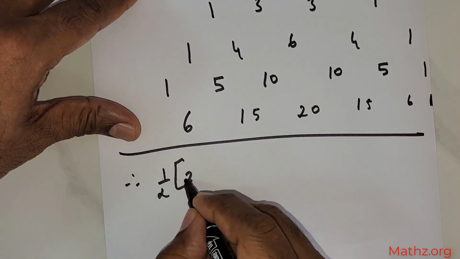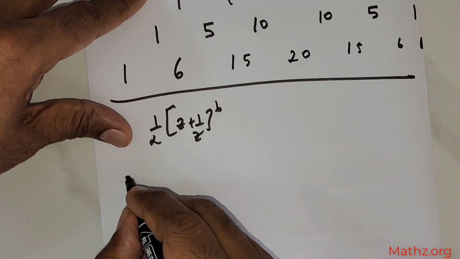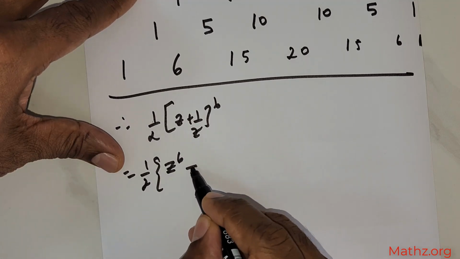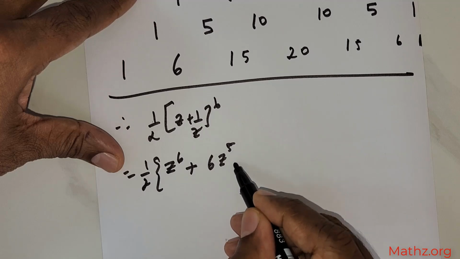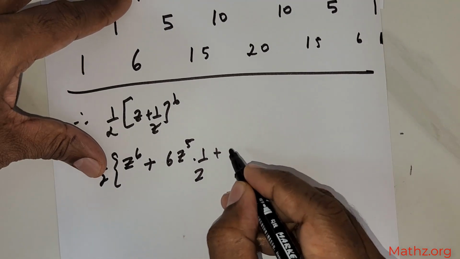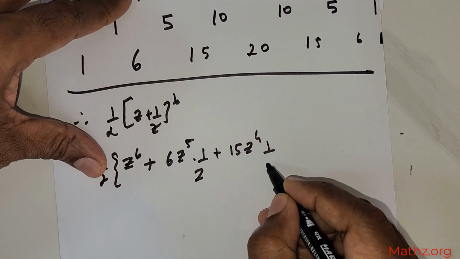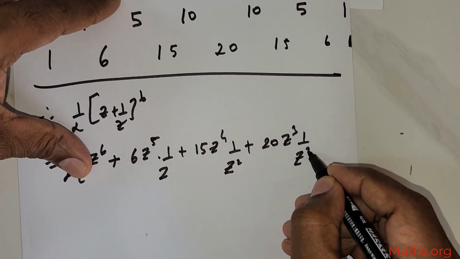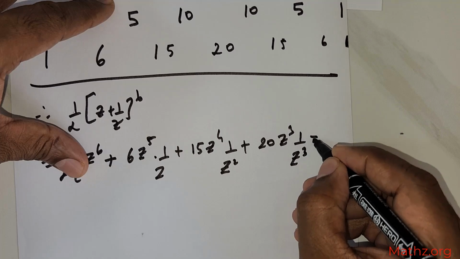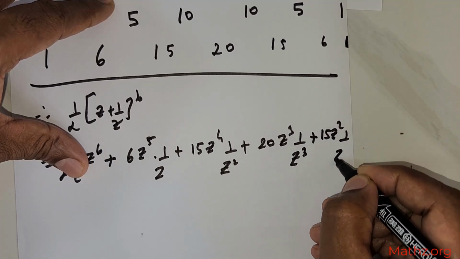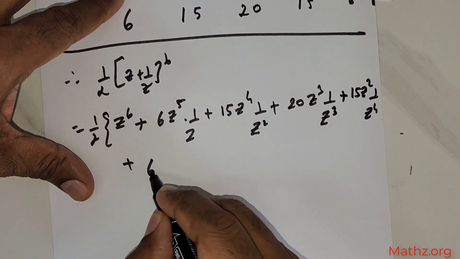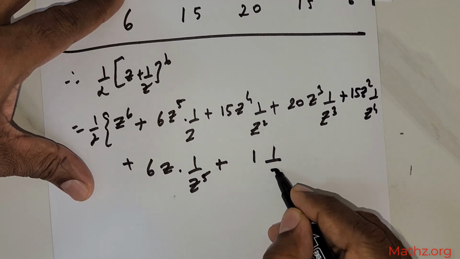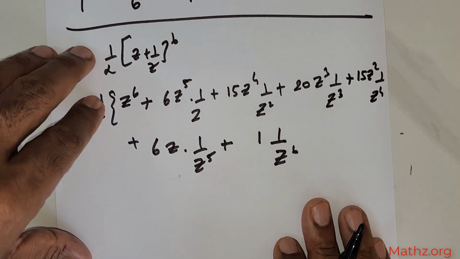1 over 2 times z plus 1 over z raised to the power of 6 is equal to 1 over 2 times, we start with z power 6, plus 6 times z power 5 multiplied with 1 over z, plus 15 times z power 4 multiplied with 1 over z squared, plus 20 times z power 3 multiplied with 1 over z power 3, plus 15 times z power 2 multiplied with 1 over z power 4, plus 6 times z multiplied with 1 over z power 5, plus 1 times 1 over z power 6. So this is what we've got. I hope you're following it.